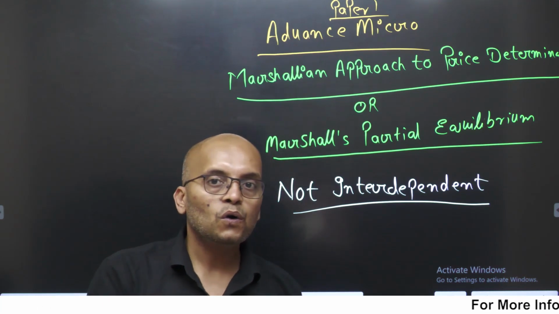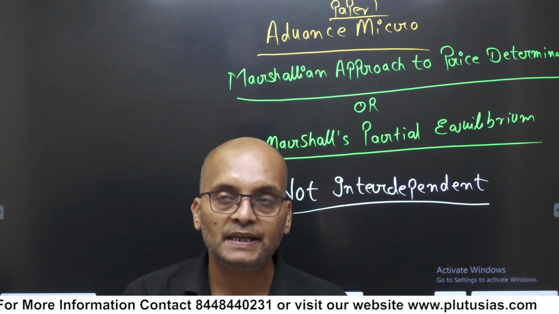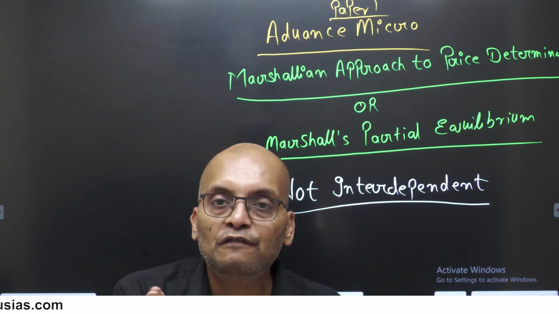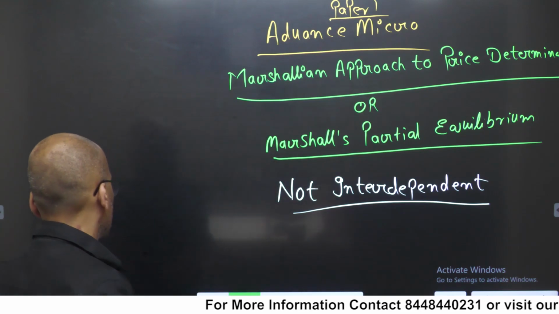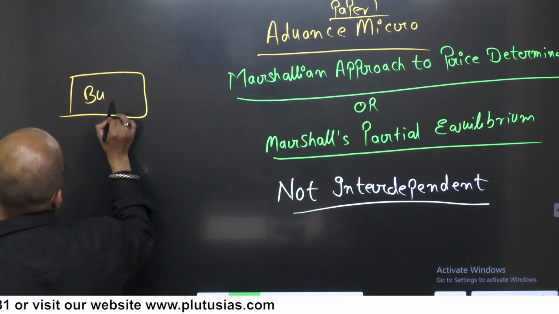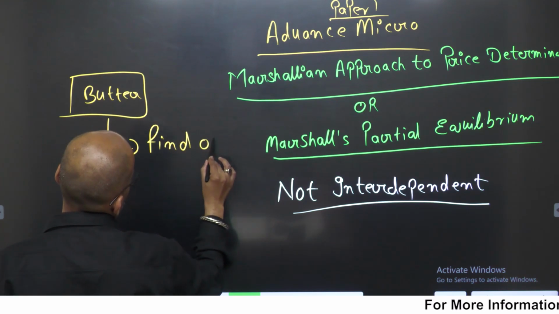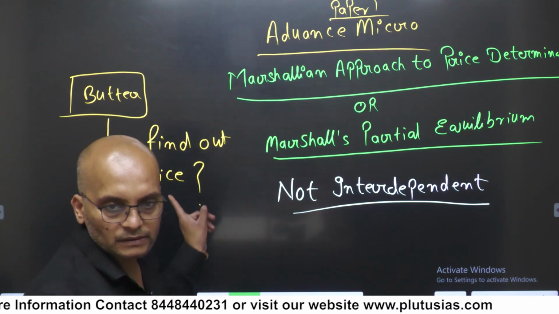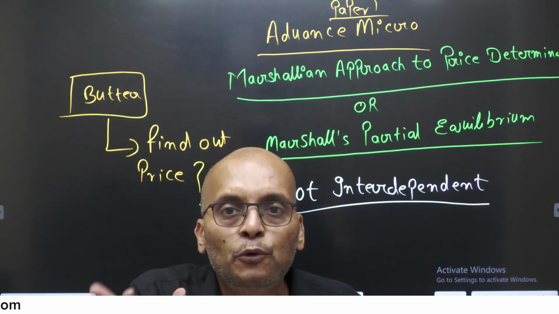Yeah. So, what we do in partial equilibrium? What is partial equilibrium? See, in partial equilibrium of price determination, we try to evaluate the price. We try to find the price of the commodity. Suppose this is a packet of butter. This is butter. So I want to find out the price of this butter. What's the price of this butter? So by this methodology, we try to find out the price of a commodity, any commodity.